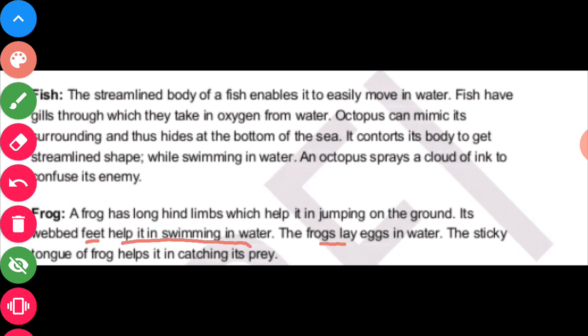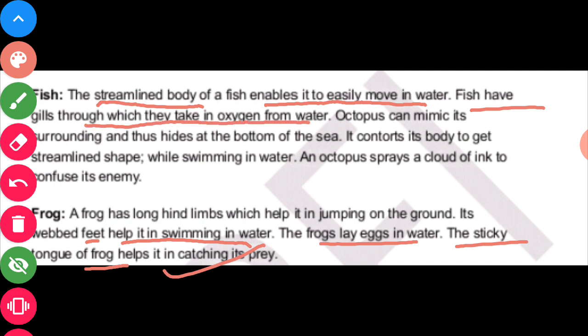The frog lays eggs in water. The sticky tongue of the frog helps in catching its prey. These are the adaptations which are in the frog. Fishes have a streamlined body, which enables them to easily move in water. Fishes have gills through which they take in oxygen from water.